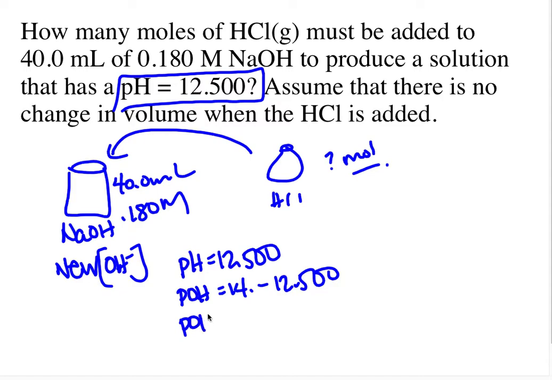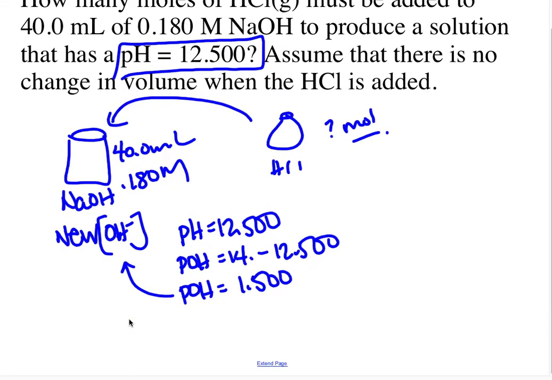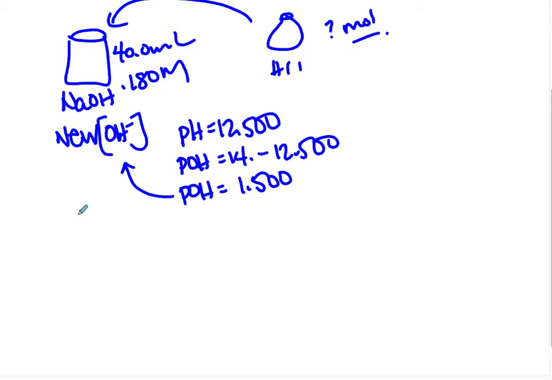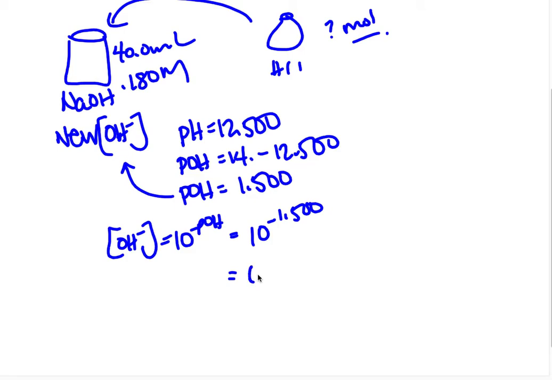This means that pOH is 14 minus 12.500. So our pOH is 1.500. We can use this to figure out our OH concentration, realizing that the concentration of the OH minus is going to be 10 to the negative pOH, which is 10 to the negative 1.500. And this equals 0.03162 molar. That's where we want to end up.